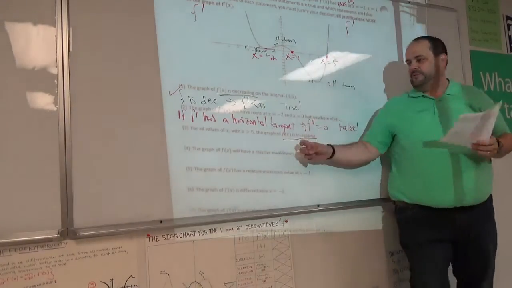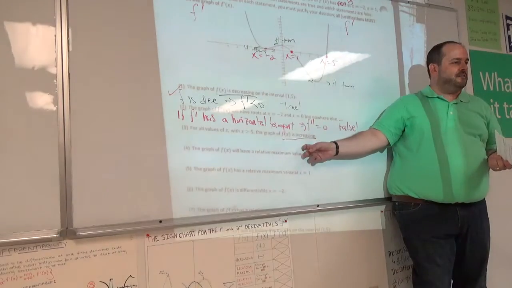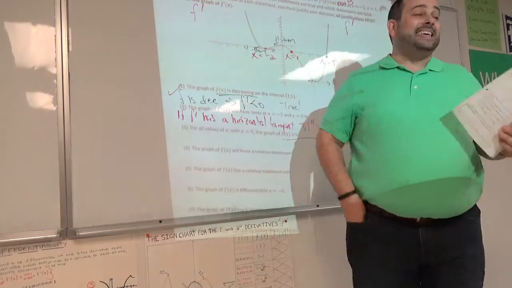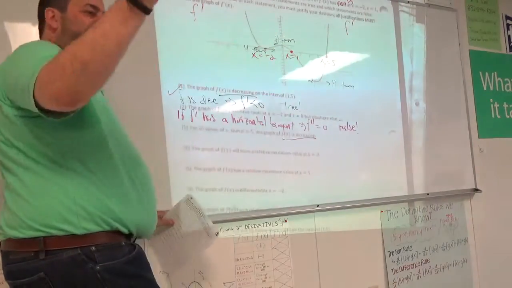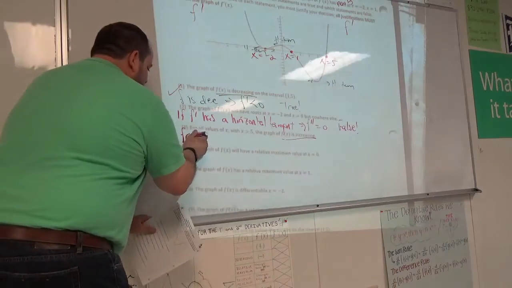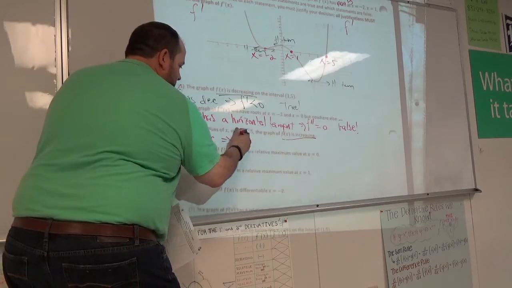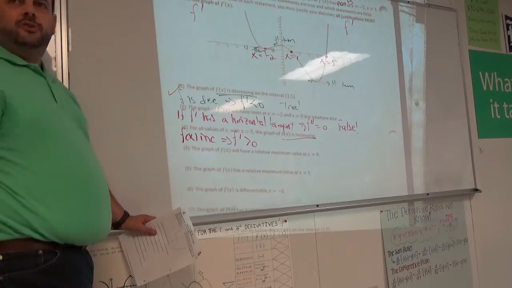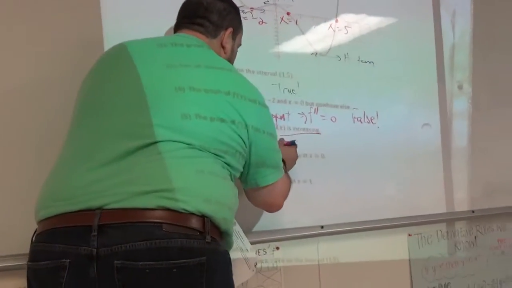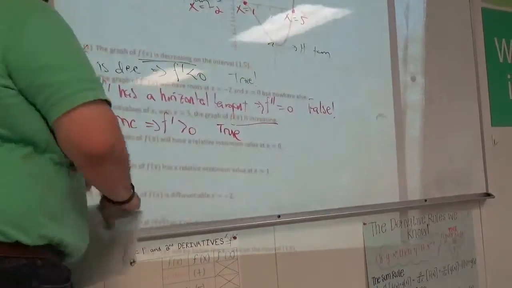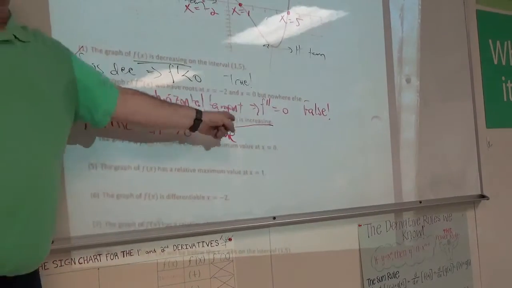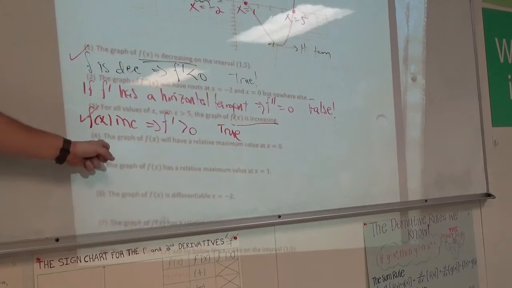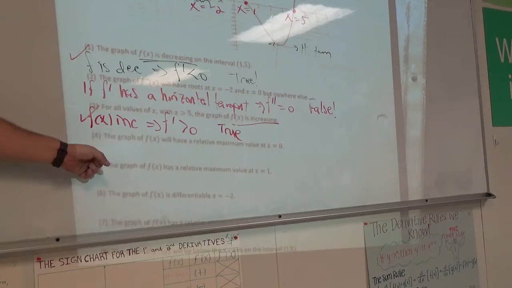All right, number 3: for all values of x with x greater than 5, the graph of f is increasing. We would all say true. What I need to see, Jose or somebody sitting near him: f increasing means what about f prime? Positive. Is that true? Yes. When I'm scoring the exams, you get a point for making that connection. Show me the connection.